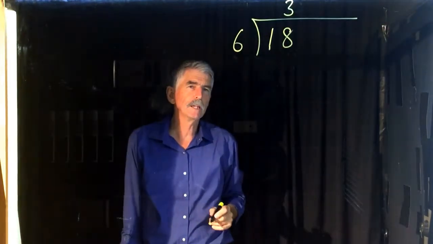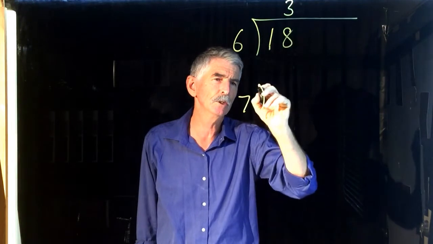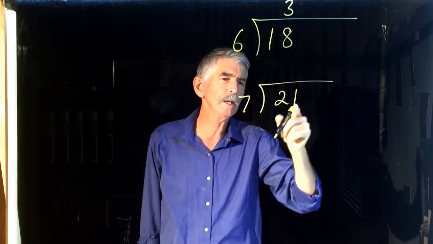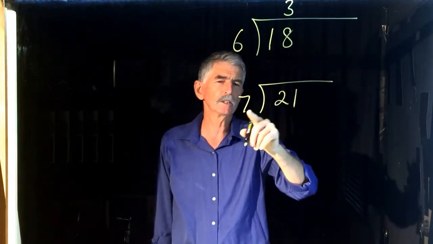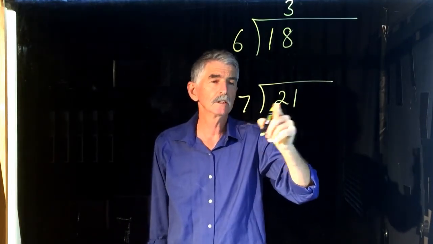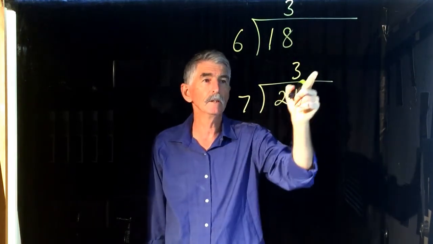So another way of doing that might be, let's try another one. 7 goes into 21, or 21 divided by 7. So how many times does 7 go into 21? 7 goes into 2, I can't do it. 7 goes into 21 3 times, and my answer is going to be 3 ones.